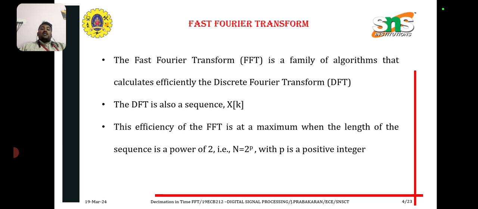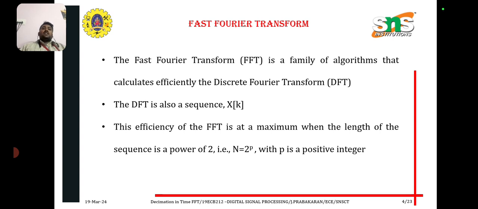The output of the DFT is capital X of k, which is represented as the frequency domain. Small x of n is represented as the time domain. The input of the DFT is small x of n, and the output of the DFT is capital X of k. Let me discuss some of the key features in the FFT algorithm.